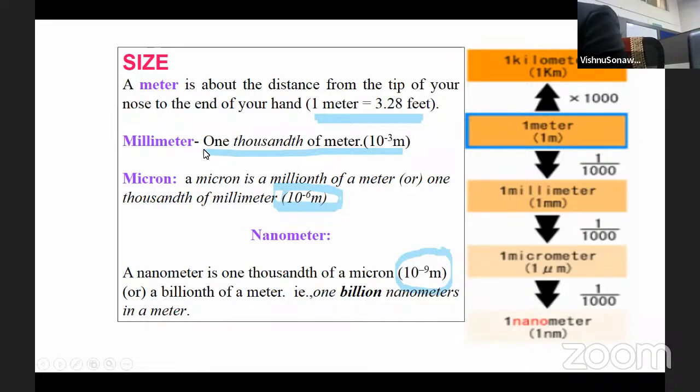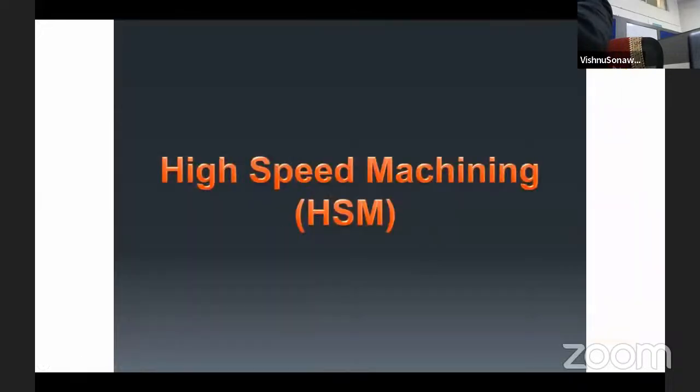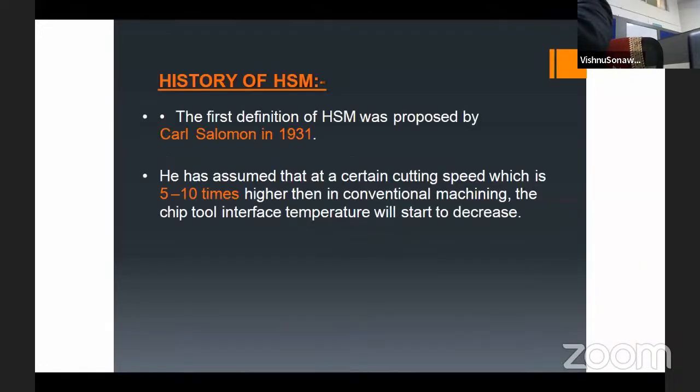1 millimeter is 10 raised to minus 3 meter, and 1 micron is equal to 10 raised to minus 6 meter, and 1 nanometer is 10 raised to minus 9 meter. Okay, then we'll start the high-speed machining.